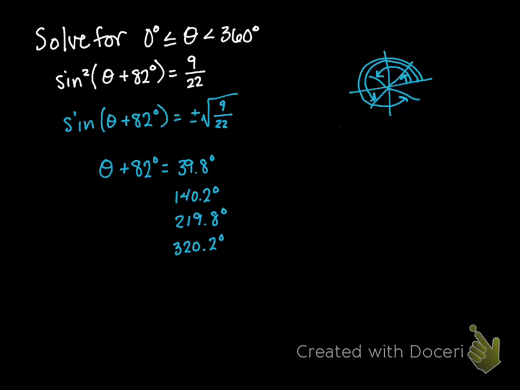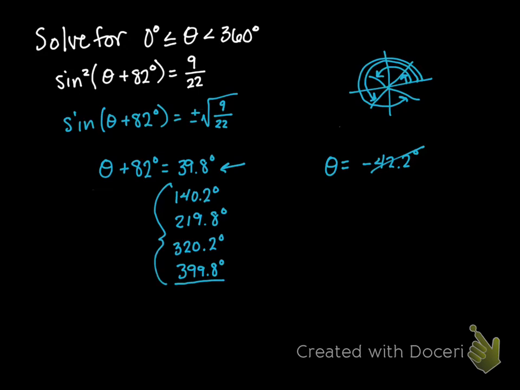Now I want to peek up at something here. To solve for theta, we have to subtract 82 degrees. If we look at this very first angle, subtract 82, we are going to get a negative answer for our theta. 39.8 minus 82 is negative 42.2 degrees, and we do not want that. So we're actually going to add one more angle measure down here because we don't want that first answer. So we'll go 360 plus 39.8 to get 399.8 degrees. So we're going to actually use these 4 angles when we're solving for theta.